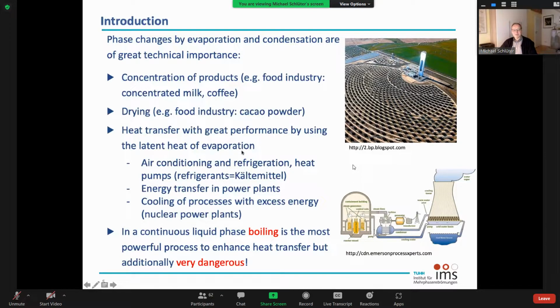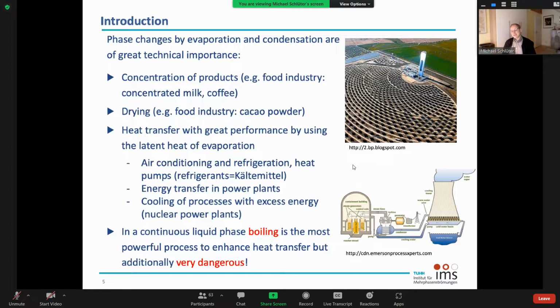And we already talked about the latent heat for evaporation and condensation that we use in power plants. It's used for air conditioning and refrigeration in heat pumps, for example. Power plants we talked about. Yeah, and these are some examples of very important processes where the latent heat and evaporation and condensation comes into play. So this means, in other words, that this boiling, the liquid phase, is a very, very powerful process to enhance heat transfer. We will see in a minute why this is the case.